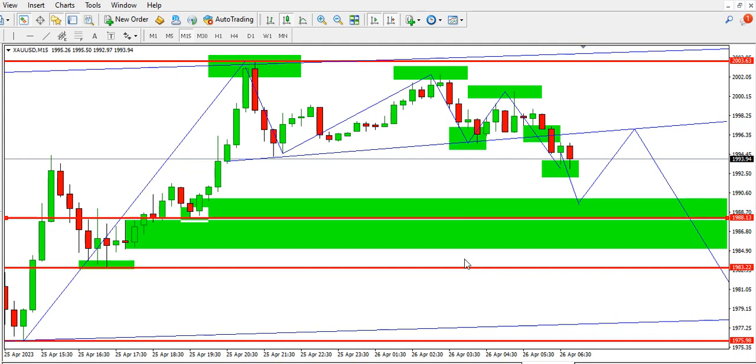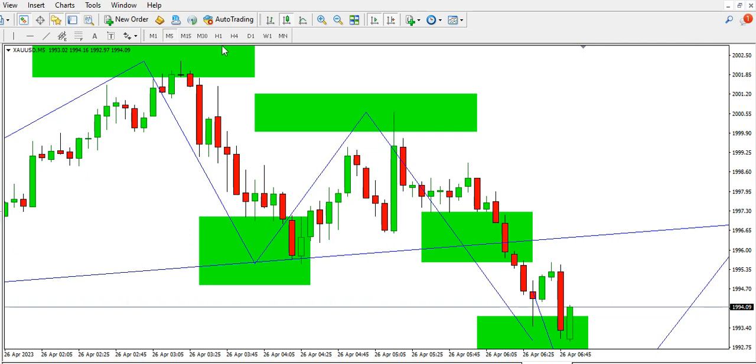Okay, all right, so here we have inefficiency, and the sellers are trying to fill it. As soon as the sellers get to this 1988 area, you might have a lift. Okay, but price could even go further down. So that's that on the 15 minutes time frame.